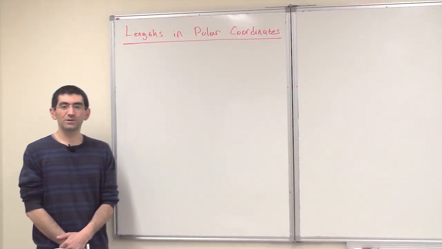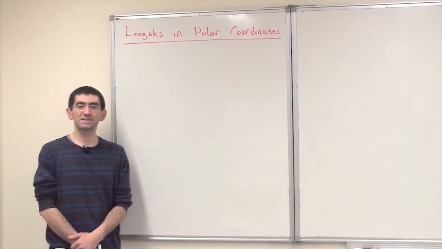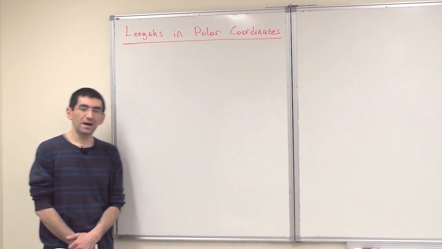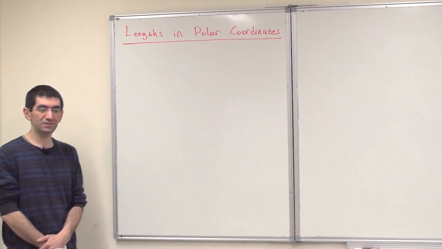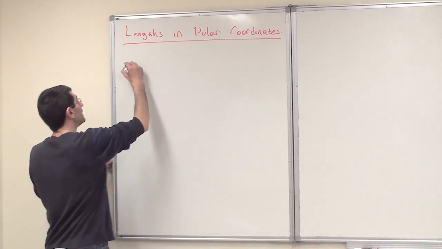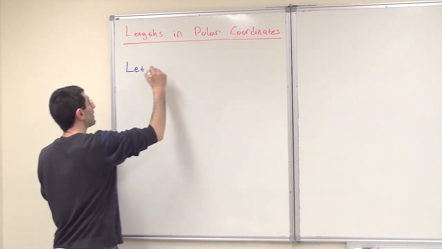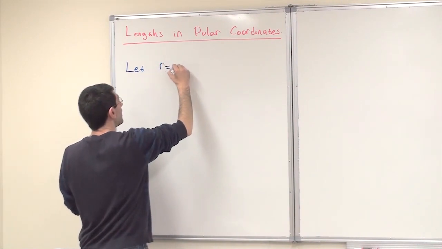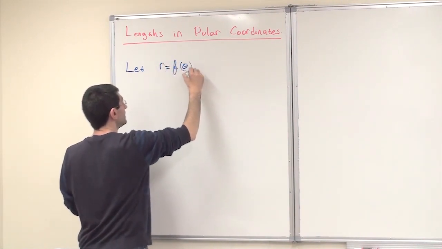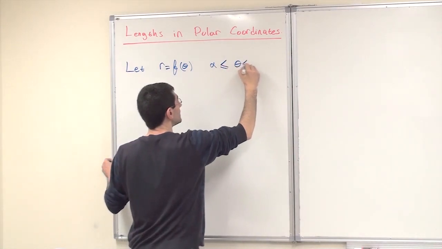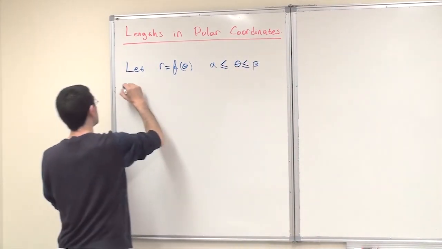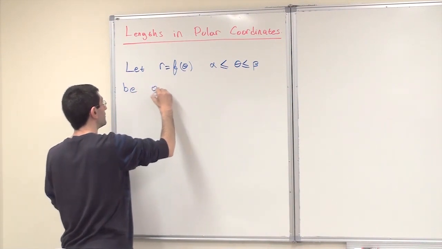Hello. In this video, we are going to talk about lengths in polar coordinates. I want to start this video by directly giving you the length formula. So let r equals f of theta, where theta is between alpha and beta, be our polar curve.